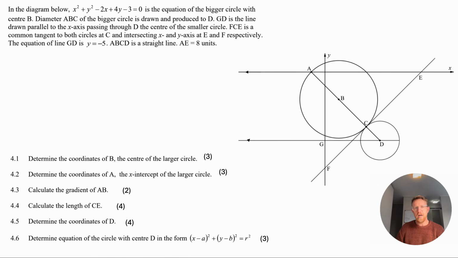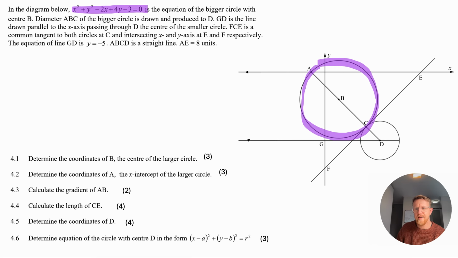In the diagram below, x squared plus y squared is the equation of the big circle. Okay, so let's say that this equation is for the big circle. Diameter ABC of the bigger circle is drawn and then it's produced to D. Okay, so this is the diameter. GD is the line drawn parallel to the x-axis, passing through... Okay, they're probably going to ask us if it's a tangent or something, or they're going to tell us it's a tangent. Okay, don't see anything yet.